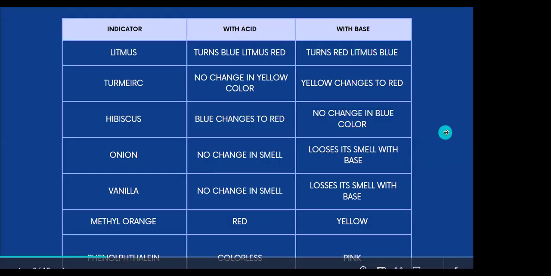Okay, so now you can see the screen. Yes, ma'am, it's visible now. So here are the results of all the indicators. The very first one is litmus.